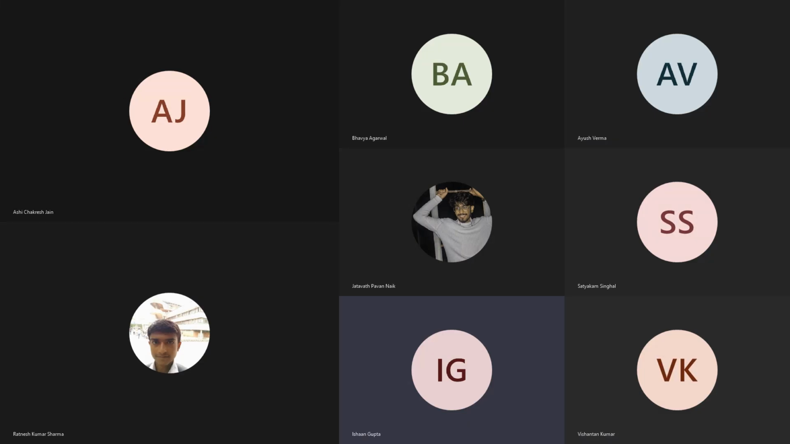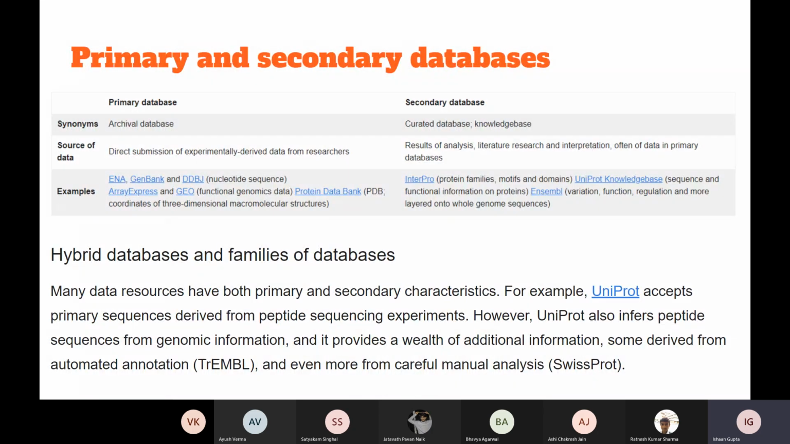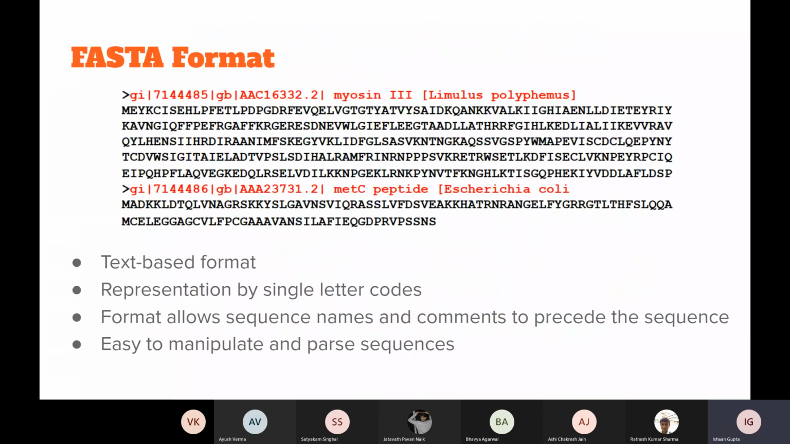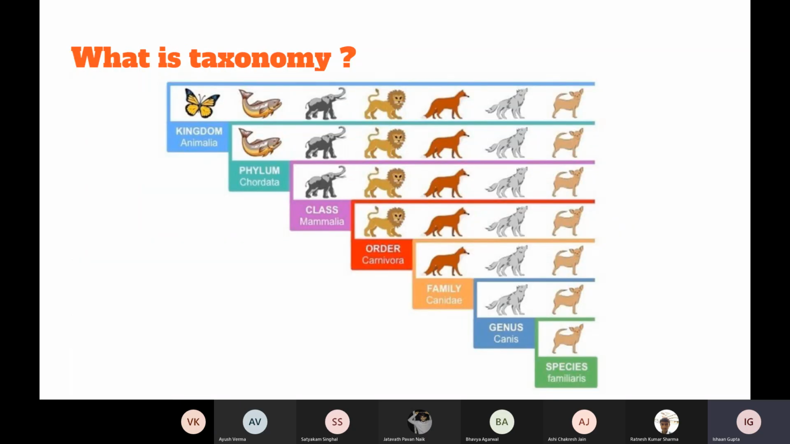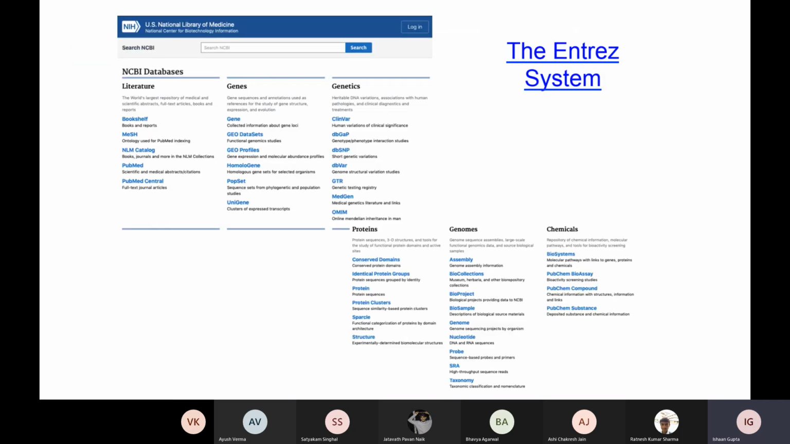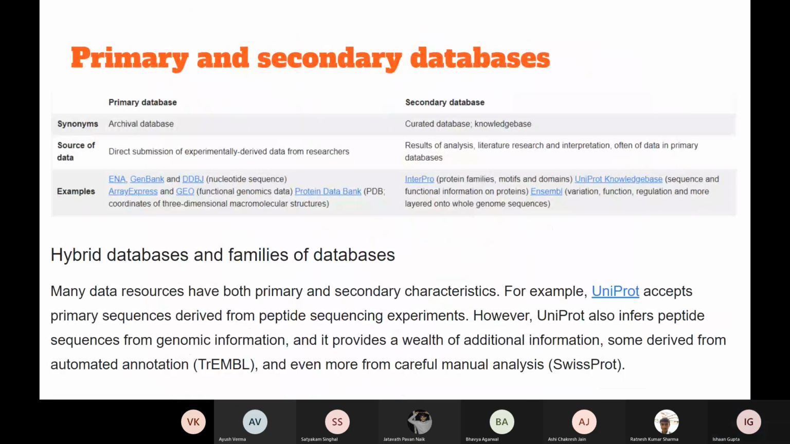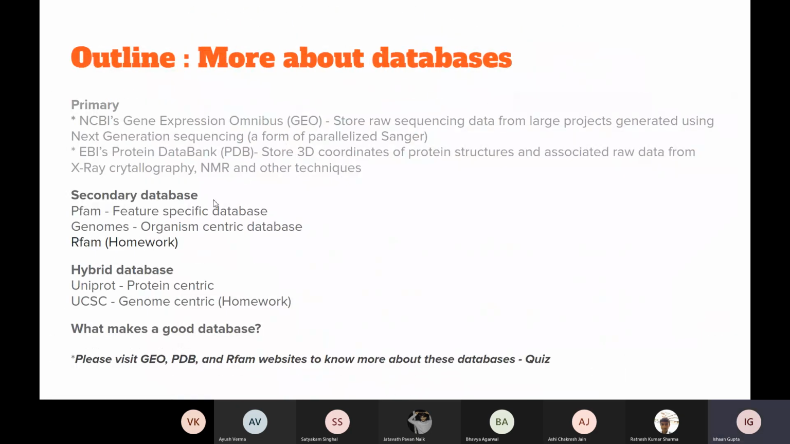I introduced you to different kinds of databases, primary and secondary databases. I introduced you to how a FASTA file looks like. It's a text-based format, what a taxonomy is, and what all information a typical GenBank record has, and the fact that you can have primary databases, secondary databases and hybrid databases. So today I'm going to talk to you about another kind of database.